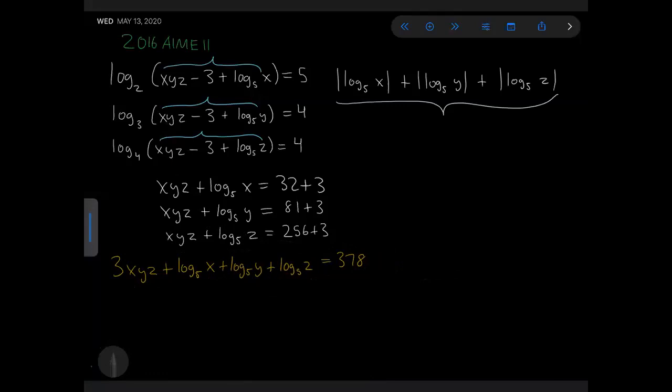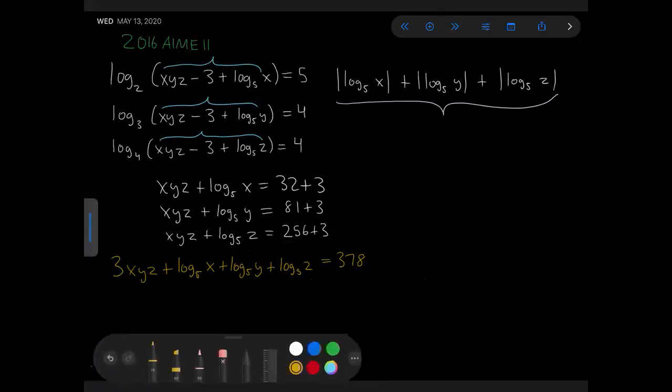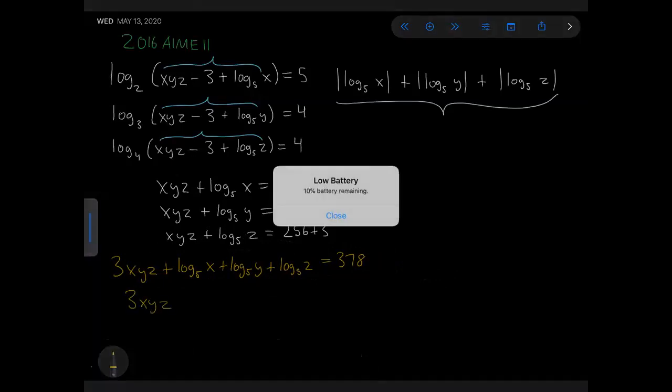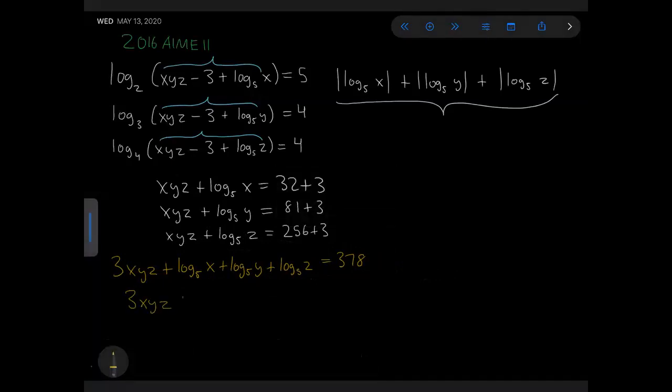So now what do we do? Well, we can combine those log 5s all together. They all have the same base, so we can group them together. Okay, is equal to 378. Now we have xyz.